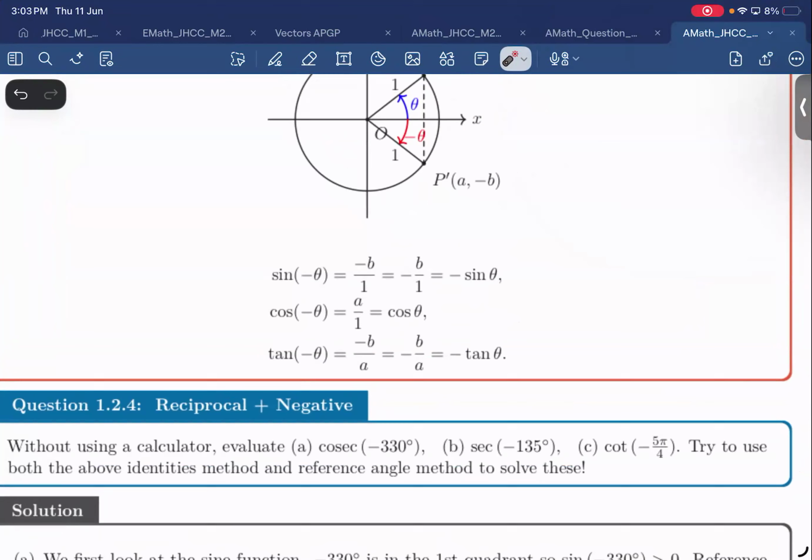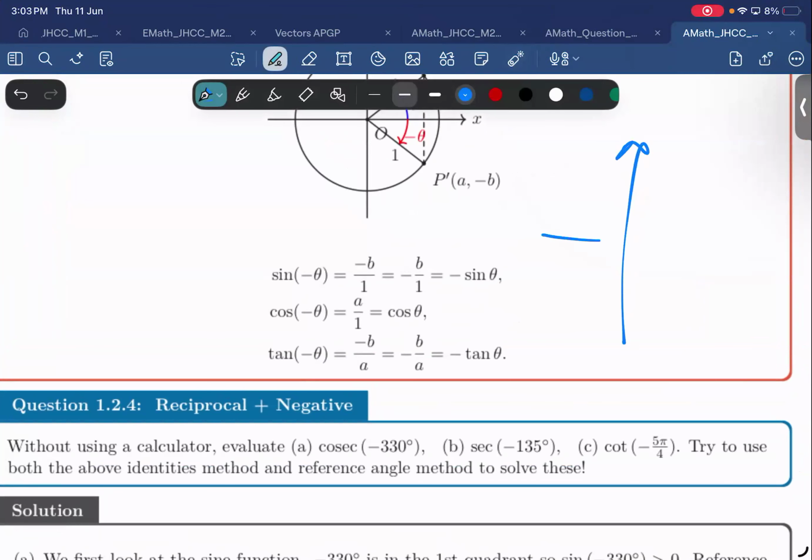So minus 330 degrees. Let's see a quick sketch of what this might look like. In the normal case, 330 degrees will look like this, if you measure anti-clockwise. But minus 330 degrees means you go in the clockwise direction instead. So actually, instead of being in the fourth quadrant, you will be in the first quadrant.